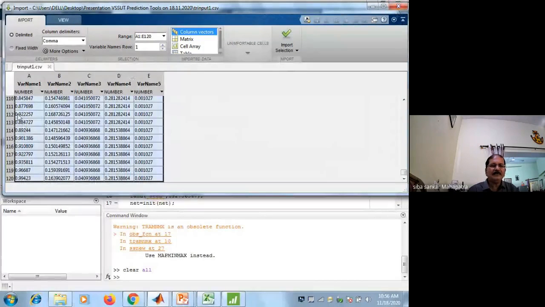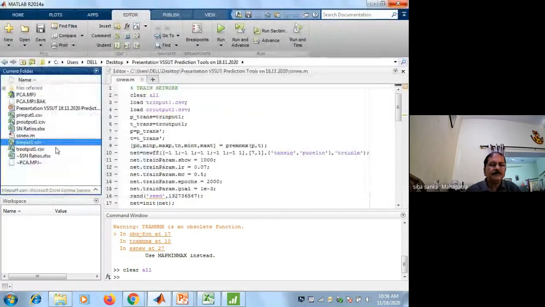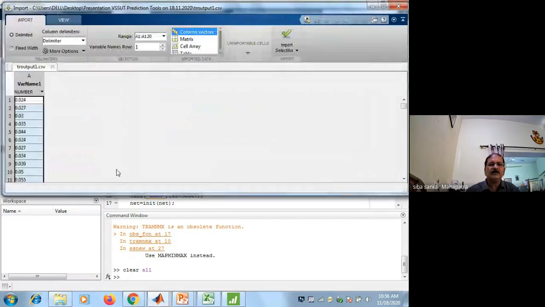Now for each row, there is a corresponding output. In the training, we need the input as well as the output. So the output is given in TR output 1. So the training output for 120 data is given here.